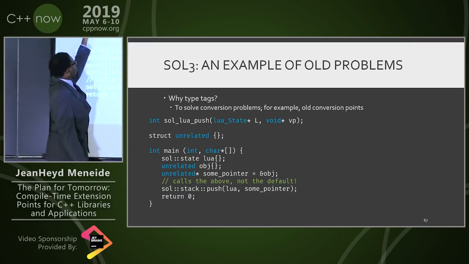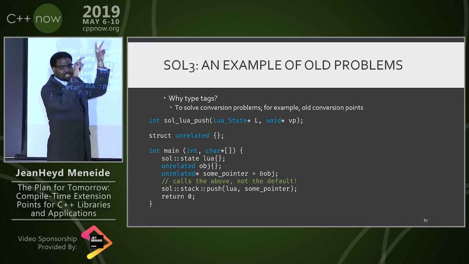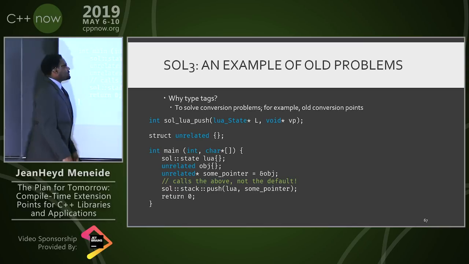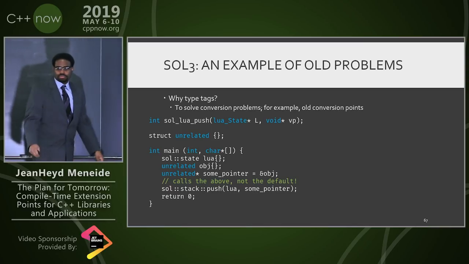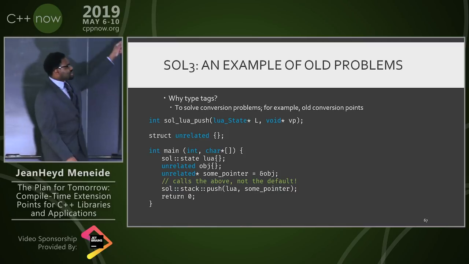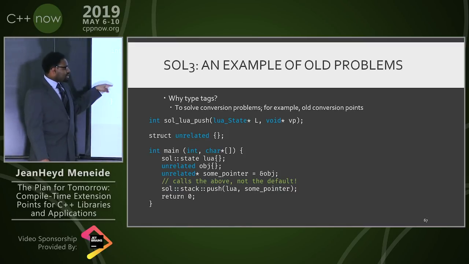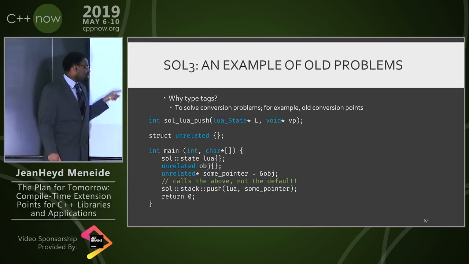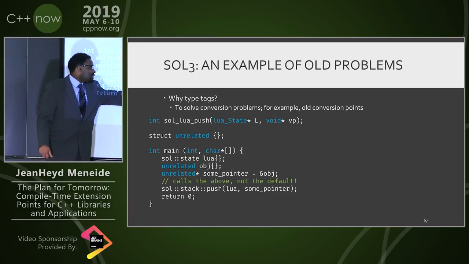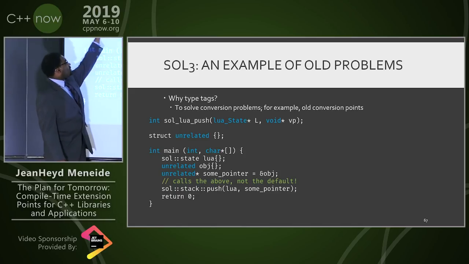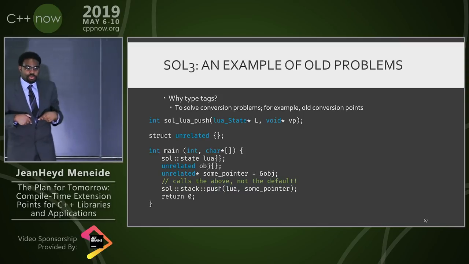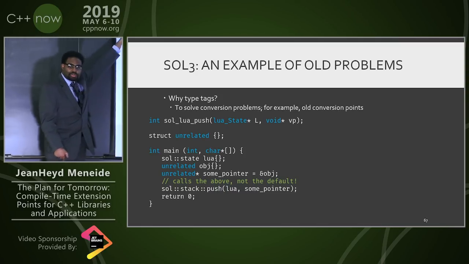I define sol lua push. This is before I had type tag, so this is an earlier version of sol 2. I define sol lua push for the state and some any old void pointer. I just want to work with any old void pointer, because I want to do something cool with it. I have this unrelated struct here. I call the extension point. I say sol stack push. I take some unrelated pointer and pass it in. This gets called, because any pointer can convert to a void star pointer. So this is a valid extension point.